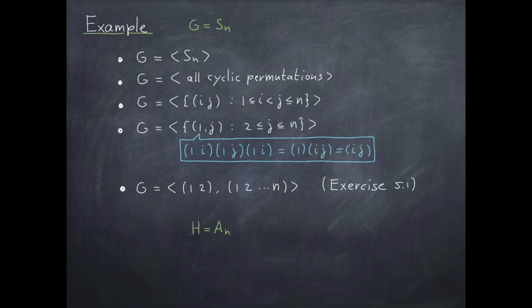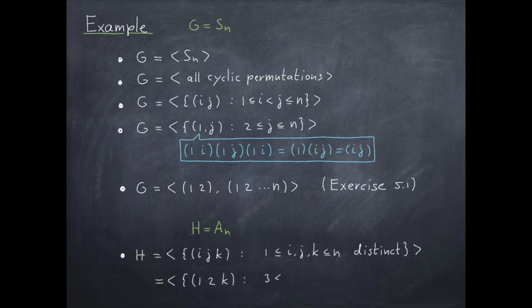Now let's consider the subgroup of even permutations, the alternating group. We have seen that any even permutation can be written as a product of cycles of length 3. So the cycles of length 3 form a generating set for the alternating group. Using exercise 4.14, you can see that in fact a smaller set of 3-cycles already generates the subgroup of even permutations.